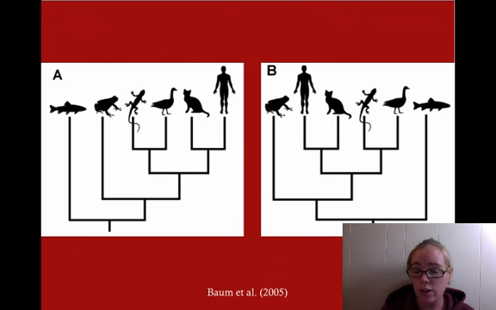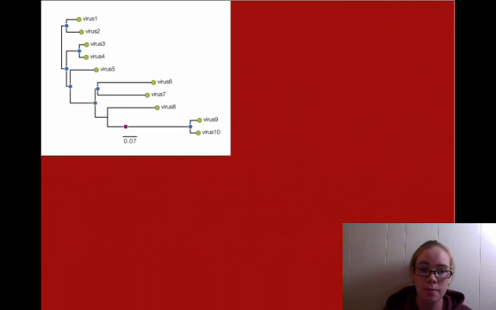Baum et al. in 2005 discovered that when the same exact information is portrayed in this phylogenetic tree as shown in B, people looked at it and thought that the frog was most closely related to a human. But the reality is, the information portrayed here is exactly the same. Just the way it's shown in the tree is a little bit different. But that's going to influence our perception.